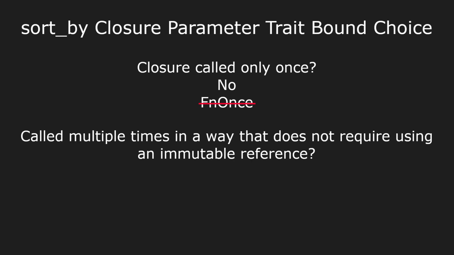Will the closure be called multiple times in a way that does not require using an immutable reference? Yes. The closure will be called multiple times sequentially from a single thread in a way that is compatible with using a mutable reference. Therefore, FnMut is the correct choice. Fn does not then need to be considered, as it would only introduce an unnecessary restriction on what closures can be used with sort_by.